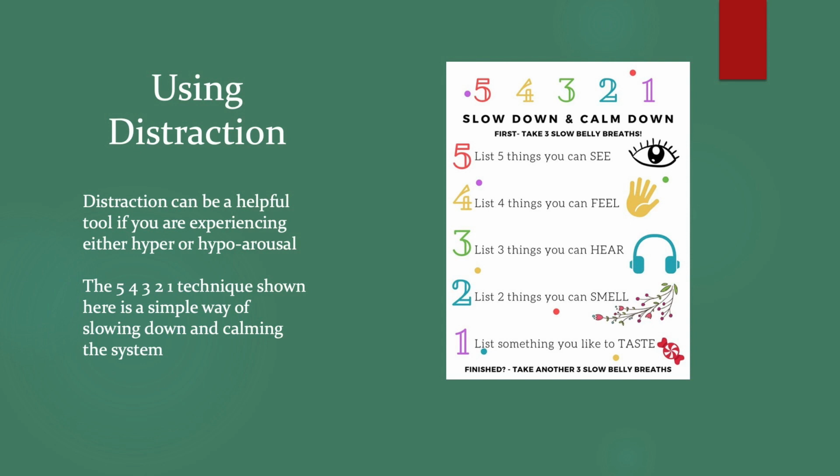So now we're going to look at a skill for today, in addition to the skill at the end of the session. And this is called using distraction. So distraction can be a helpful tool if you are experiencing either hyper or hypoarousal. So the 5-4-3-2-1 technique shown here is a simple way of slowing down and calming the system.